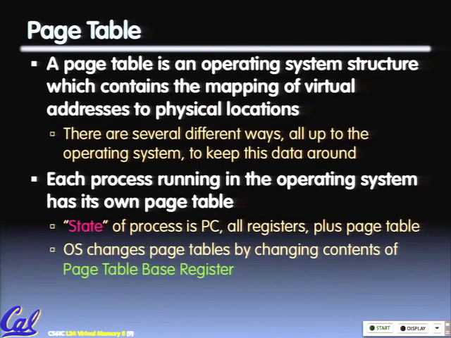So, in summary, a page table is an OS structure. The OS deals with all this stuff, right? I'm revealing the hood on some OS details that we've never really done before. Okay? There are several different ways to do this. Each process has its own page table. I talked about that. The state of a process is the program counter, the registers, and the page table. Before, we only talked about the first two, PC and registers. But now you know, there's a page table too that's associated with it.